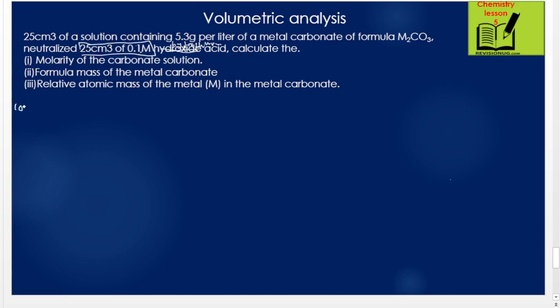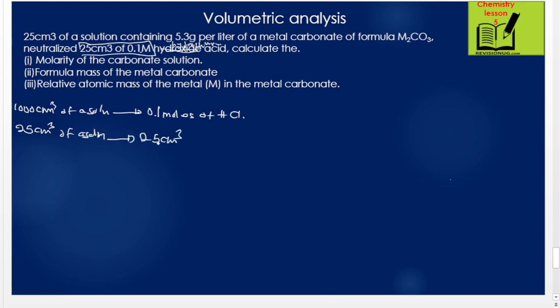This means that 1000 cubic centimeters of a solution contain 0.1 moles of the hydrochloric acid. Then which volume was needed to neutralize that one? So 25 cubic centimeters of the solution was neutralized by 25 cubic centimeters of the acid, meaning that 25 cubic centimeters of that acid solution will contain 25 cubic centimeters over the 1000 cubic centimeters, then times 0.1.